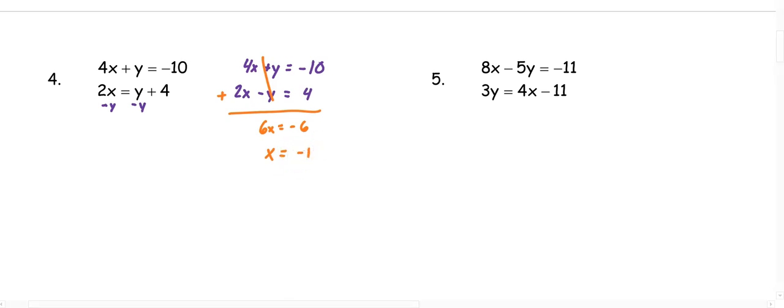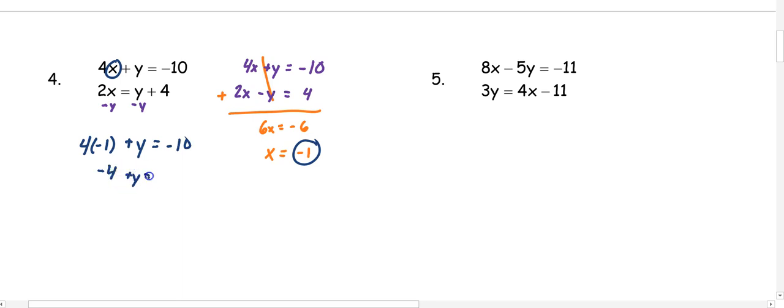Once I know x is negative 1, I can substitute back in. So I'm going to substitute into the first equation. 4 times negative 1 plus y equals negative 10. Negative 4 plus y equals negative 10. When I add 4 to both sides, I get y is negative 6. So my ordered pair would be negative 1, negative 6.